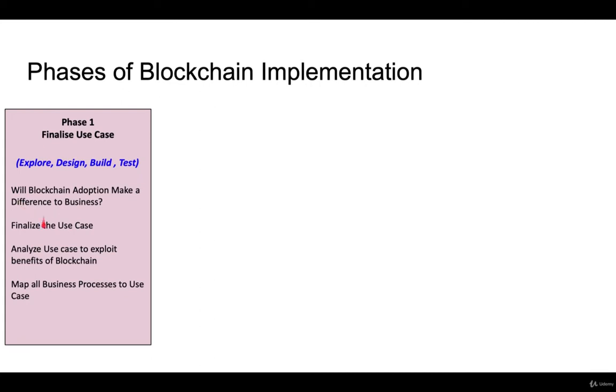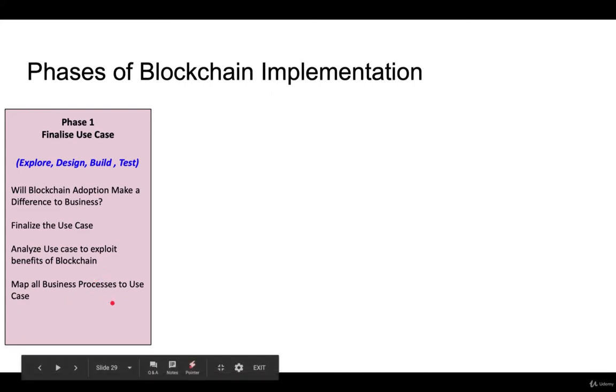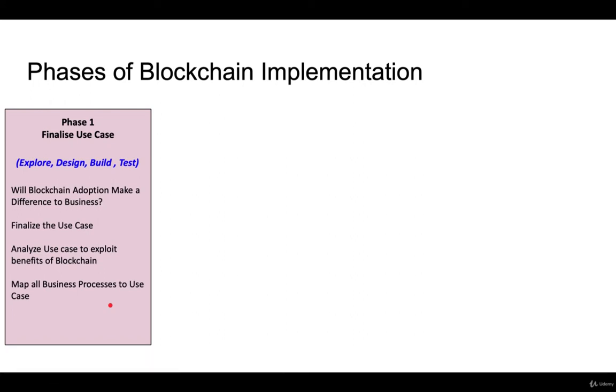Then the next is finalize the use case. So the use case has to be finalized as to what are we going to store in the blockchain. Then we analyze the use case to exploit the benefits of blockchain. It shouldn't be an overhead. Properly, we should be able to gain all the benefits. And then we will map all the business processes to the use case. So this is your phase 1, that is finalizing the use case.